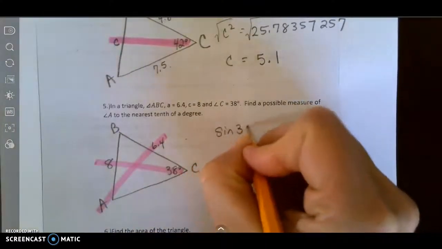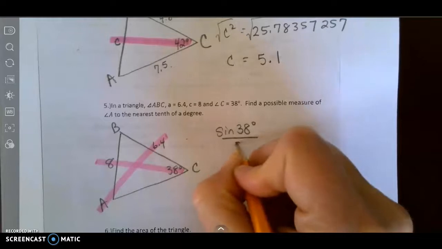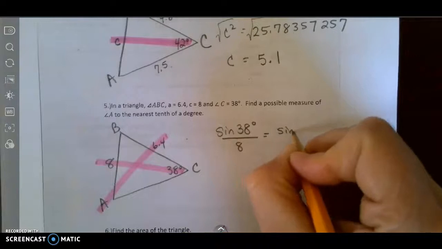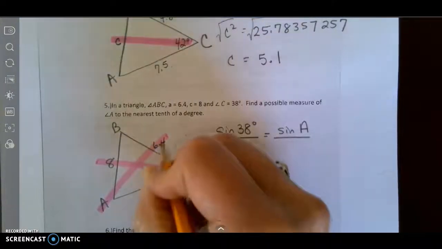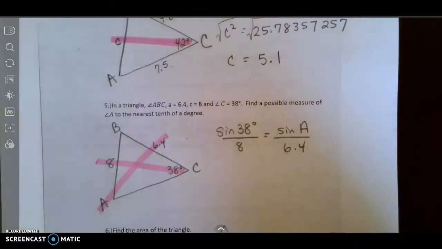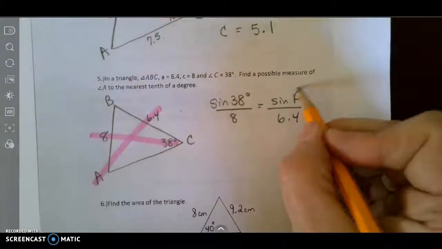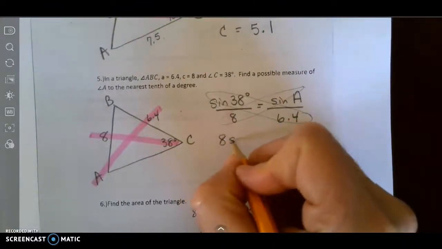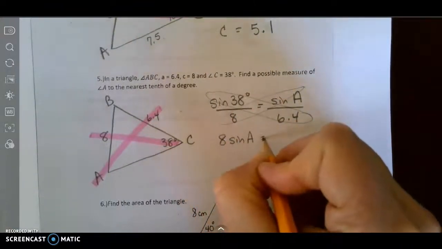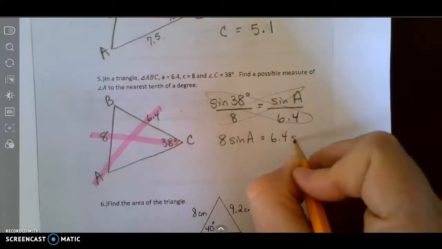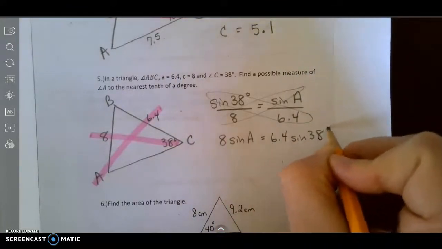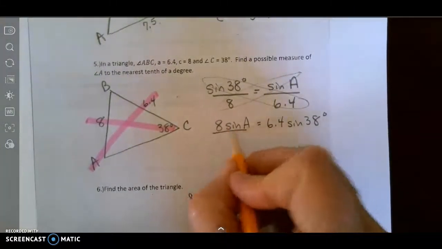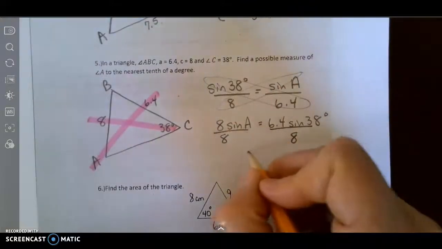Sine 38 degrees divided by the side that corresponds to it equals the sine of A divided by the side that corresponds to it. Going to cross multiply. 8 times the sine of A equals 6.4 times the sine of 38 degrees. Trying to solve for A, I've got to get rid of that 8, so I'm going to divide both sides by 8.